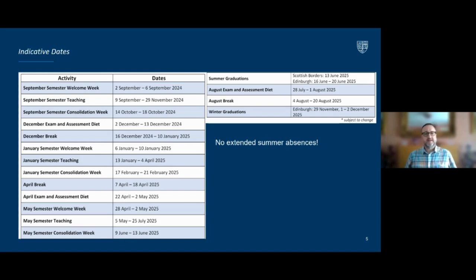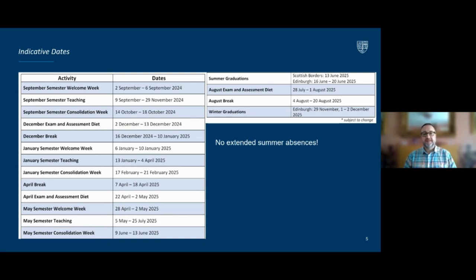Then the teaching semester runs from Monday the 9th of September through to, oh, it's quite early this year, Friday the 29th of November. So it's quite an early start and an early finish, especially if you compare it with, for example, English institutions, which tend to start a little bit later in the year and finish a lot closer to Christmas and New Year.